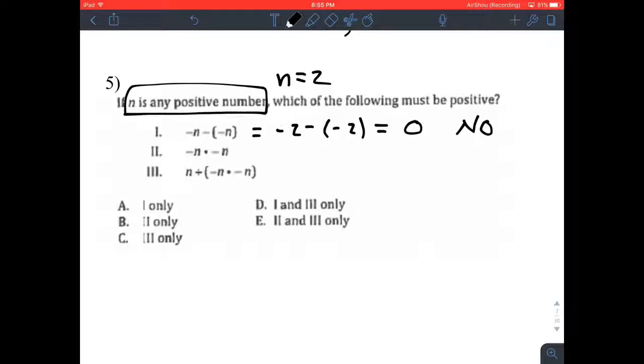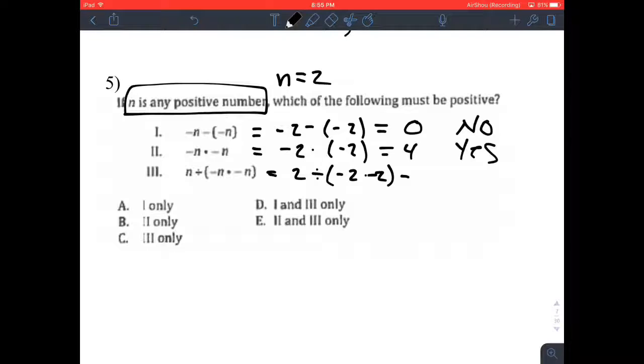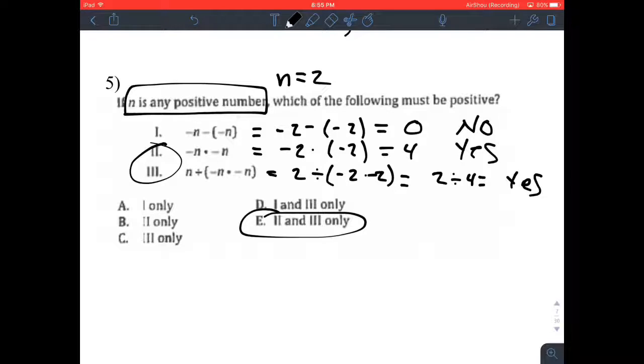Number 2, negative 2 times a negative 2, which is positive 4. Is that positive? You betcha. Number 3, remember we're putting 2 in for each of these. It's 2 divided by negative 2 times negative 2. That's going to be 2 divided by 4, which is 1/2. Yes, that's positive. So 2 and 3 are both true. There you go. Finished.